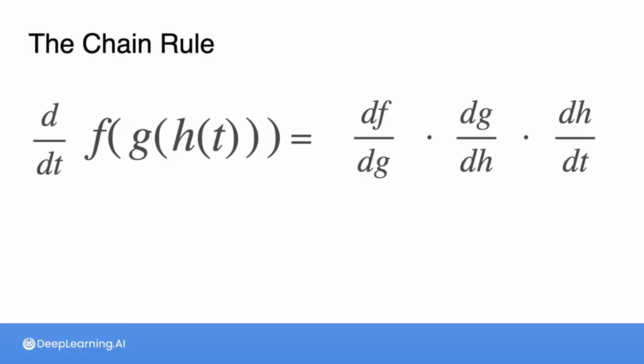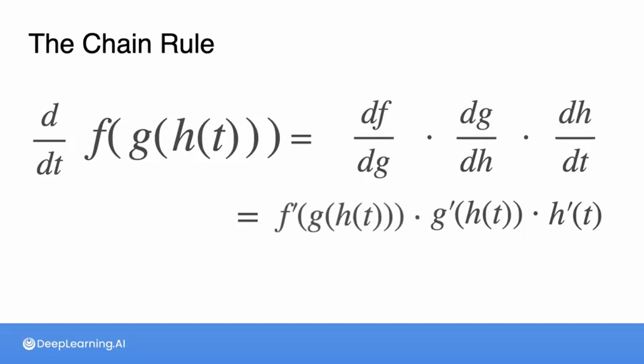So what happens with three variables? Well, the same thing. dh over dt is h prime of t. dg over dh is g prime of the input to g, which is h of t. And df over dg is f prime of the input to f, which is g of h of t. So that is the chain rule.